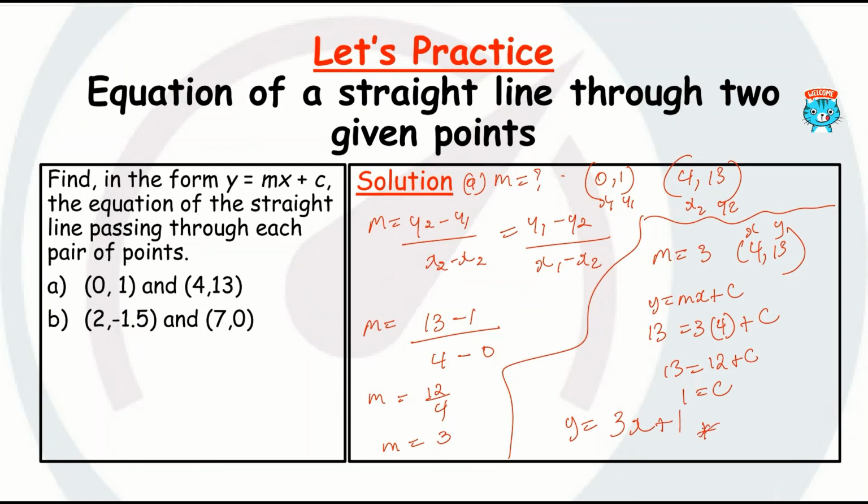Now some students may be asking why we don't put back a number for x and y. Remember, x and y are coordinates on the line, and we can use any coordinates, so the general formula is y equals 3x plus 1.